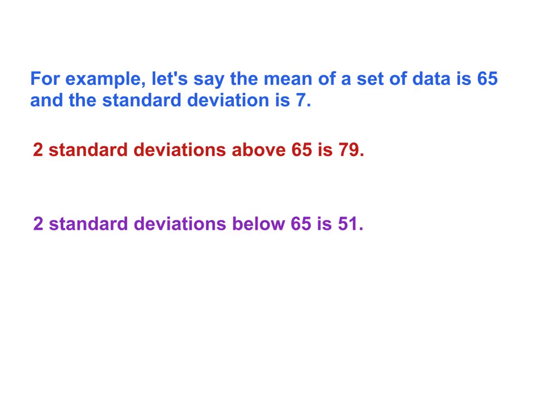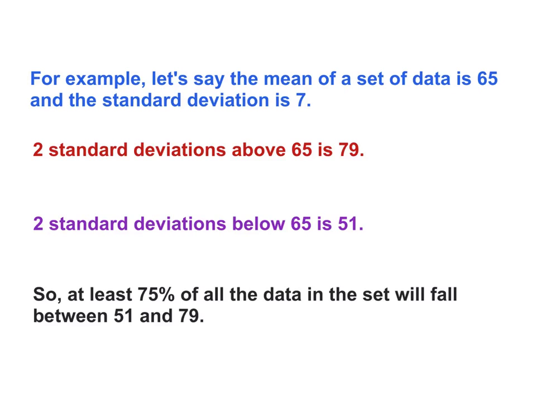And now here's what that means. Since we've said that at least 75% of all the data in the set is included between the 2 standard deviations, what this means about this data is that at least 75% of all of the data in the set are going to fall between 51 and 79. That's what it tells me.